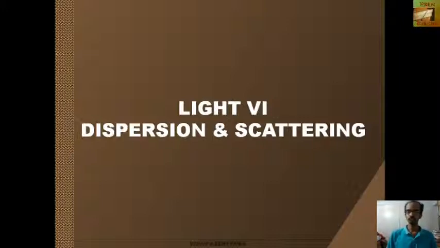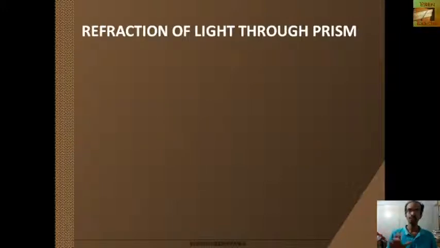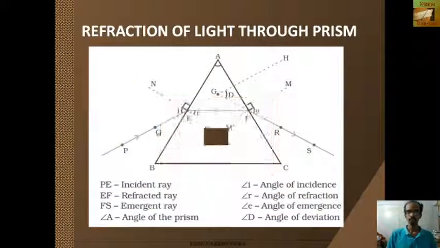At first, we can see the refraction of light through a prism. What makes a prism so special? In the case of refraction, the incident ray is refracted by an angle d. Here PQ is the incident ray and the overall refracted ray RS is refracted by an angle d as shown in this figure.